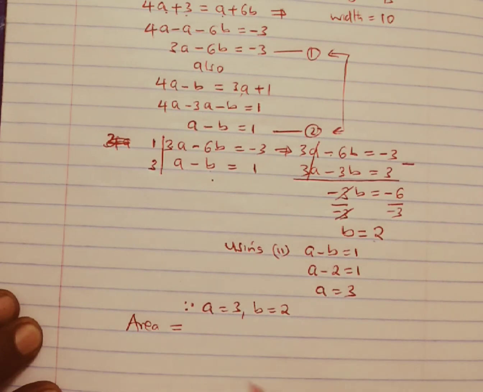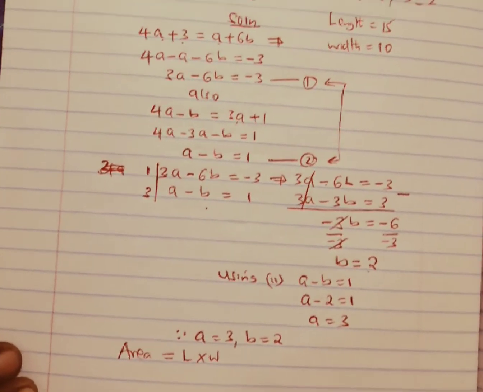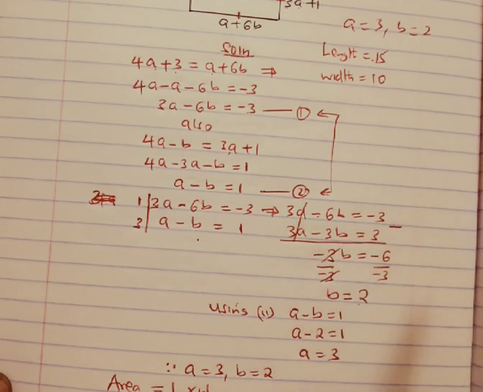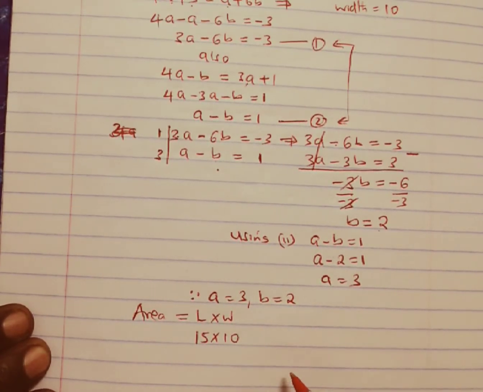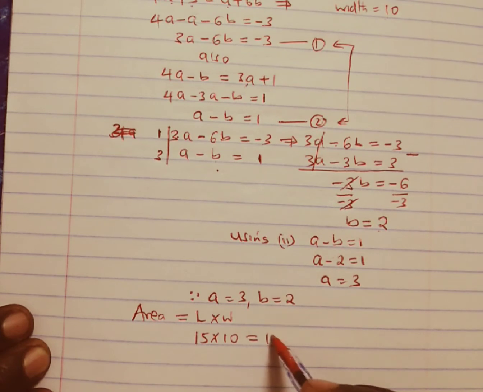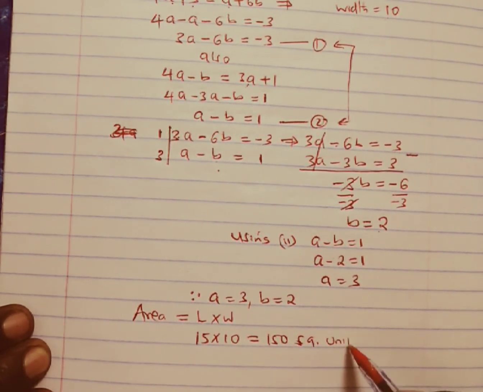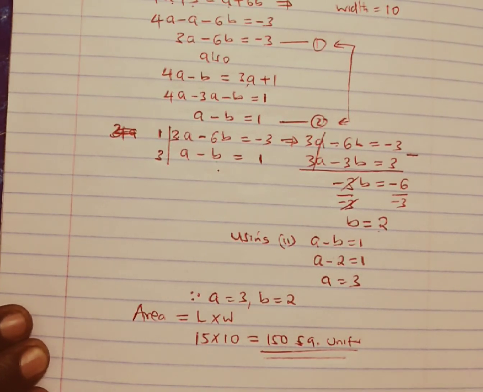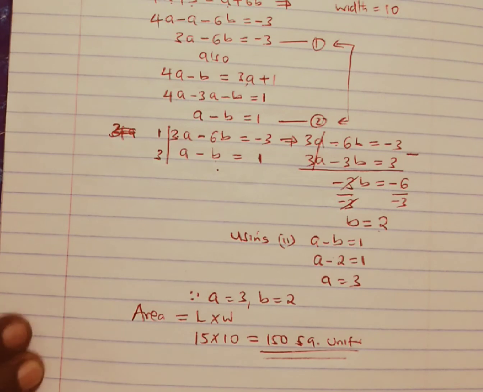Area of the rectangle is given by the length times width. We have already gotten our length, which is 15 centimeters, and the width is 10. So if you take 15, you multiply by 10, this one is going to give us 150 square units. Since we do not know if the measurements are in centimeters, meters, or even kilometers, our answer is going to be in square units.